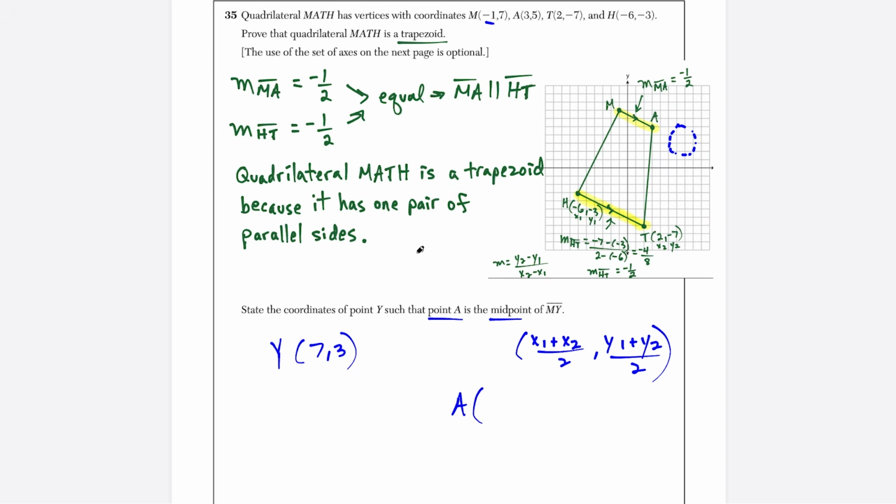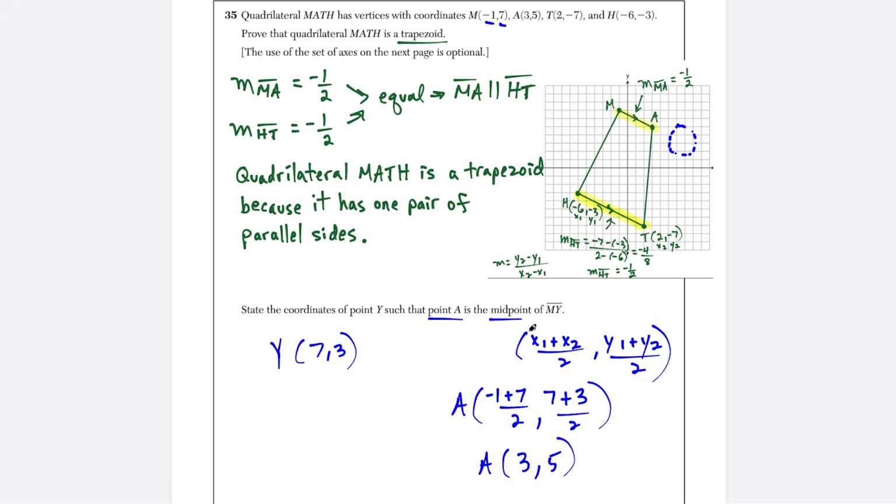So we're going to have -1 plus 7, and we're dividing this by 2, comma, and now we add the Y values. So we're going to add 7 plus the Y value here, which is 3, and we divide by 2. Now this simplifies to -1 plus 7 is 6, divided by 2 is 3. And then after the comma, 7 plus 3 is 10, divided by 2 is 5.